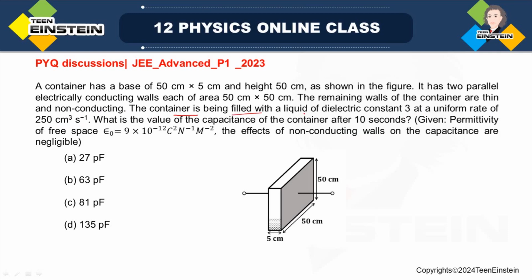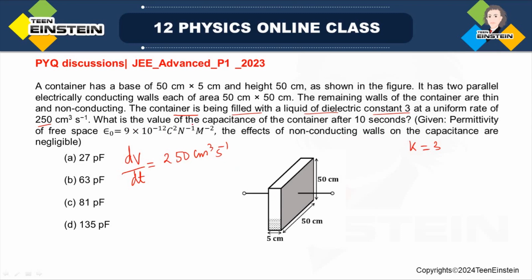The container is being filled with a liquid of dielectric constant 3. That means dielectric constant K is equal to 3, and it is filled at a rate of dV/dt. This is the rate of change of the volume of the liquid inside the container. This is plus 250 cm3 per second, the rate of change of the volume of the liquid inside the container.